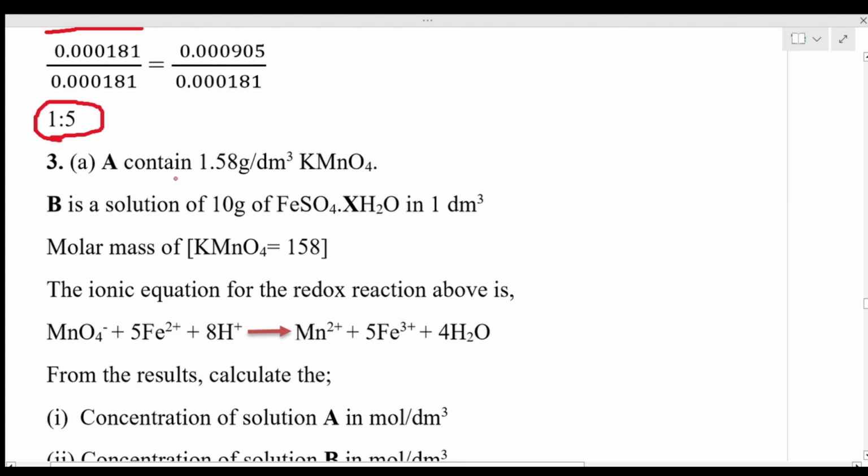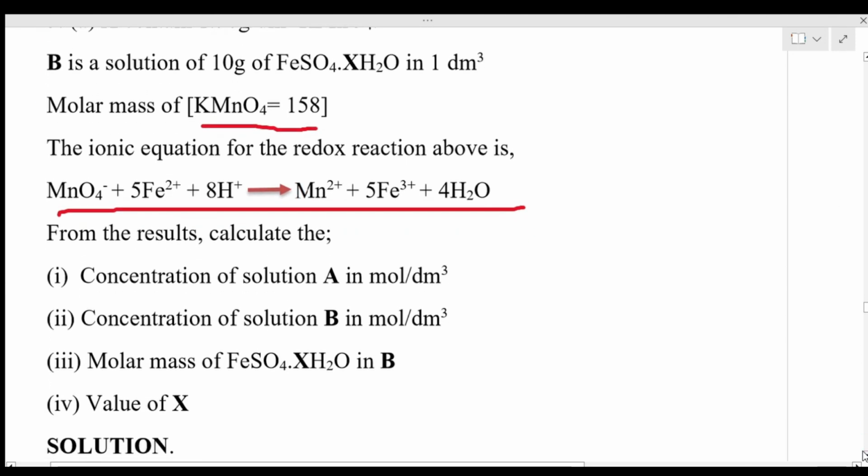Now, A contains 1.58 gram per DMQ of KMnO4, while B contains 10 grams of FeSO4.XH2O per DMQ. The molar mass of this is 158. And the only equation is what we have here. At least by now, everybody should know that having the equation is very important.